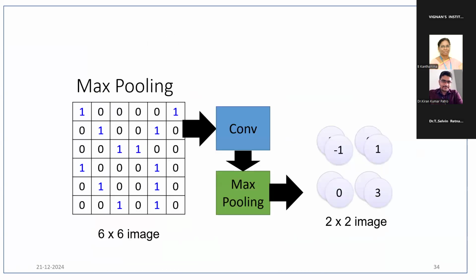See convolution and max pooling. So this is your input image. You apply the input image to the convolution filter. After the max pooling filter, your image is transformed to a 2x2 image. So a 6x6 image is downsampled to a 2x2 image.